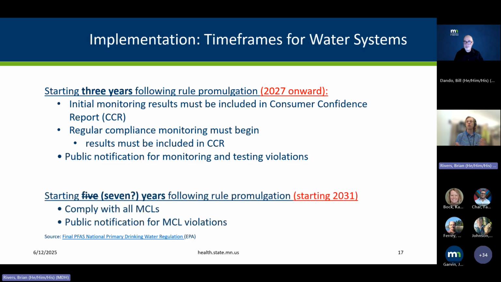And then starting perhaps 7 years after rule promulgation, that is when compliance with all MCLs, whether those be just PFOS and PFOA, or the rest of the MCLs that are currently drafted or currently published, that's when EPA is proposing to start that compliance. And then any public notification for MCL violations becomes mandatory at that point as well. So that is a crash course on PFAS compliance. So if you have any questions on that, please let me know. Otherwise, I'll hand the microphone over to Bill.